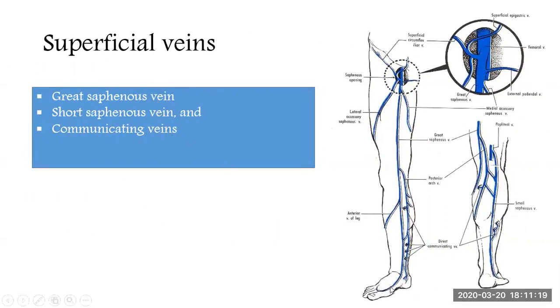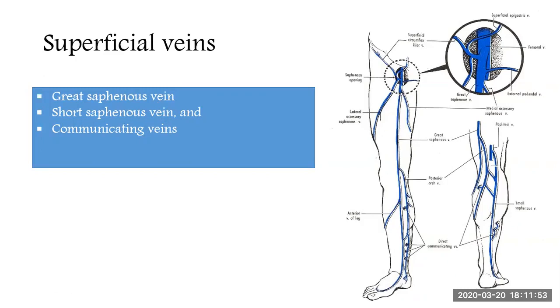The great saphenous vein starts as the medial end of the dorsal venous arch of the foot. It ascends upwards in front of the medial malleolus, on the medial aspect of the leg, medial aspect of the knee, and on the anteromedial aspect of the thigh to a point 4 centimeters below and lateral to the pubic tubercle, where it pierces the deep fascia to join the common femoral vein through what's called the saphenous opening.